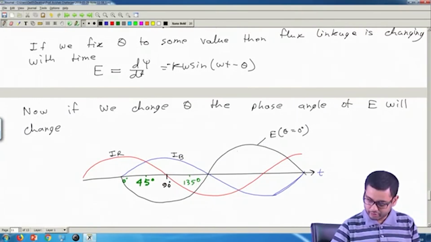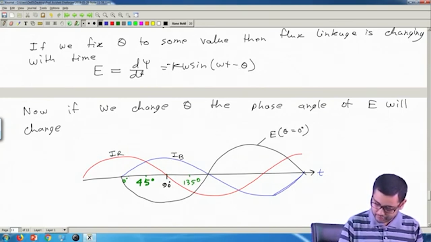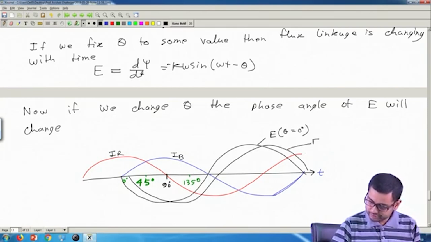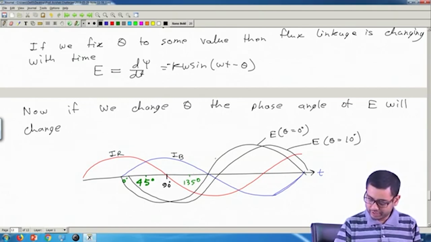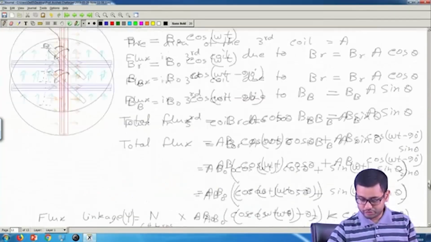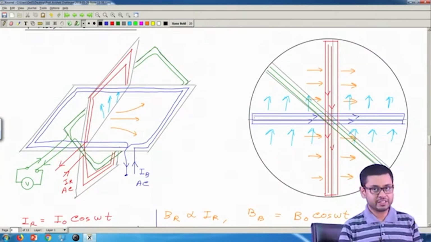Now if I change theta to be something else, something like 10 degree or so, then I will have a delay of 10 degree, maybe like this. So this is E for theta equal to maybe 10 degree and so on. So we can change the position of this EMF by changing the angle theta of the third coil. Therefore, you see that this arrangement is actually a phase shifter.